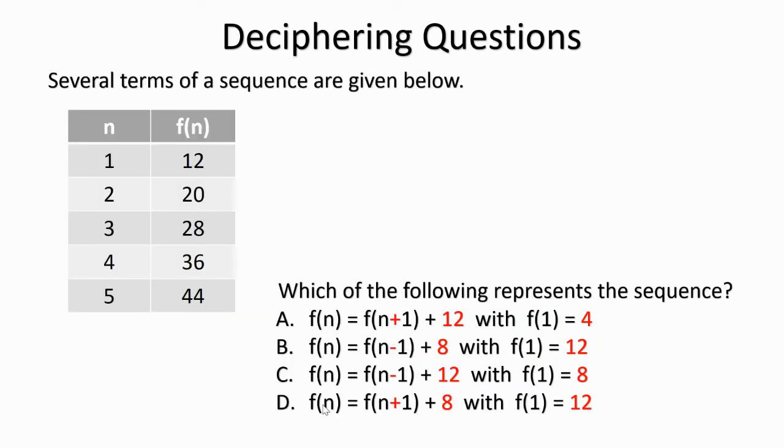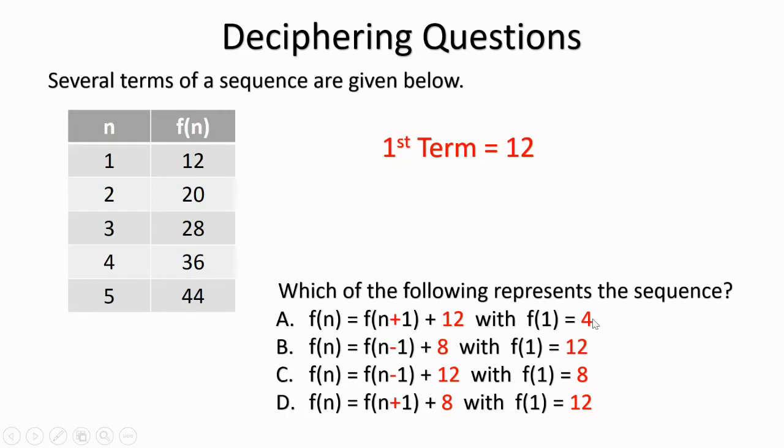All right, so deciphering question, this is how they'll ask you. They'll give you a table, and they'll say which of the following represents the sequence. All right, so what important things do we see in this table? Well, we see that the first term is 12. So the first thing I can do is go over here to where they're telling me what my first term is, and I can eliminate things I know are not right.